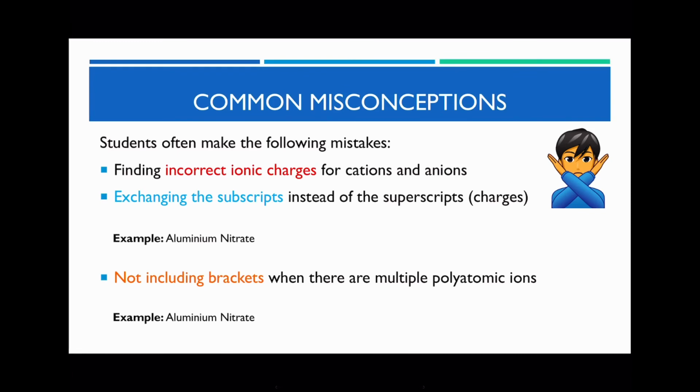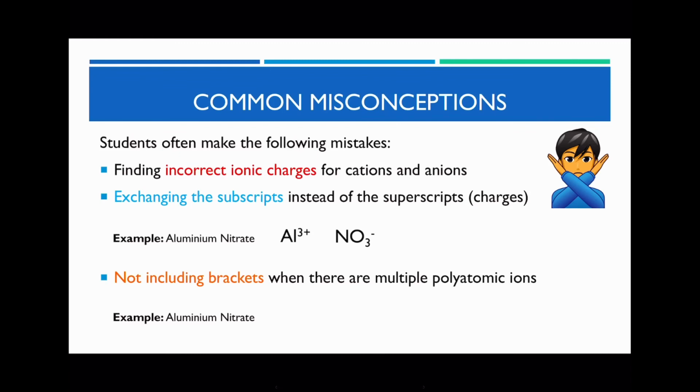However, number 2 and number 3 are also quite common as well. So what students often do is they actually exchange the subscripts. What I mean by that is they exchange the lowercase numbers instead of the superscripts, which contain the actual charges. So I'll show you an example of what a student would do if they're making this mistake. So for aluminium nitrate, we know that this is the charge for aluminium. We know this is the charge of this nitrate ion.